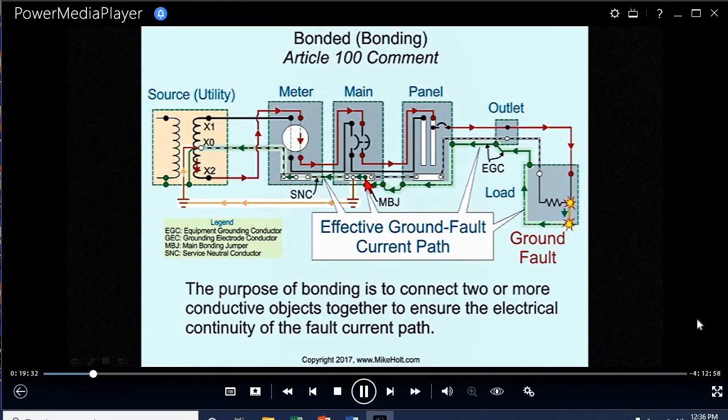That's bonding. Now this bonding right here, watch this, its purpose is to connect two or more conductive objects together to ensure electrical continuity of the fault current. So we have bonding to carry fault current.